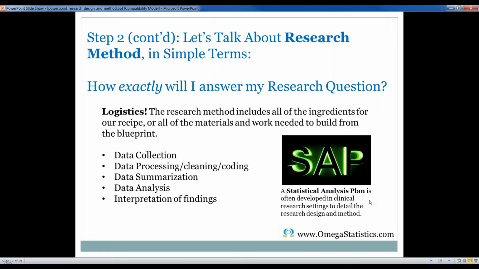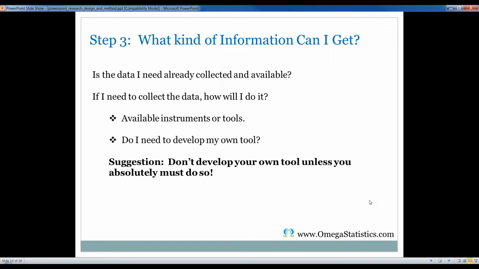So we're in methods territory now. We're planning it. We haven't analyzed it yet. So that would be some things we need to think about now. We're talking about methods. What kind of information can you get? Okay, definitely important to know.